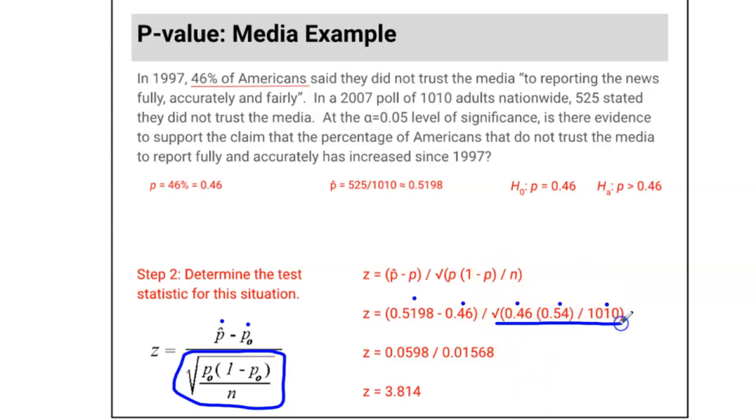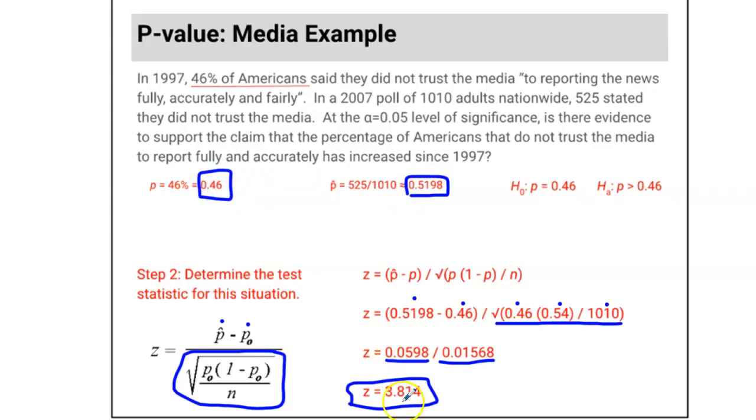My suggestion to you would be to try to put this in the calculator one step at a time. Do the numerator first. So this minus this, that's 0.0598. And then the whole denominator all at the same time. That's 0.01568. Then I'm going to divide and I get 3.814. If you're following along with what the z-score actually means, this means that there are 3.8 standard deviations between what we found from our experiment and what we thought was going to happen.